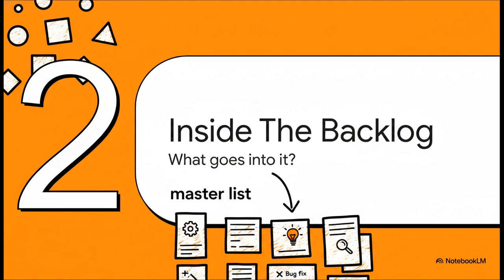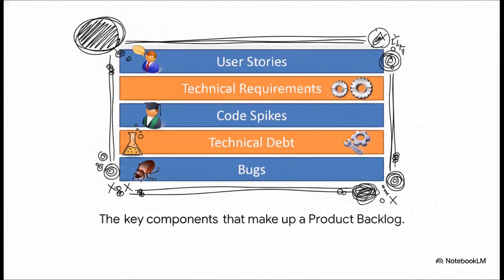Okay, so we've got this master list, but what's actually in it? What kind of stuff are we putting on this thing? Right, a really healthy backlog isn't just a wish list for new features. Not at all. It's actually a mix of a few different types of work, and each one has its own important job. Let's just run through the big ones real quick.